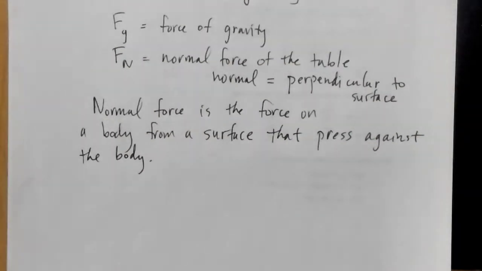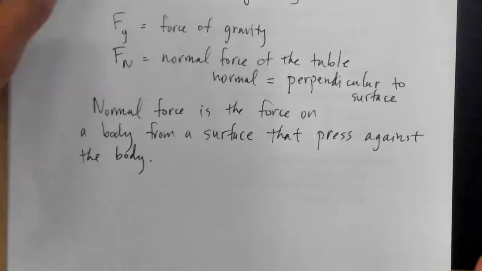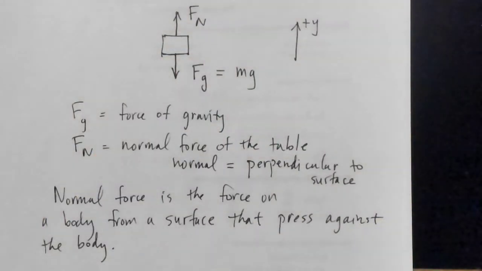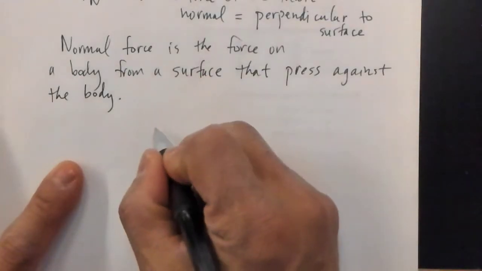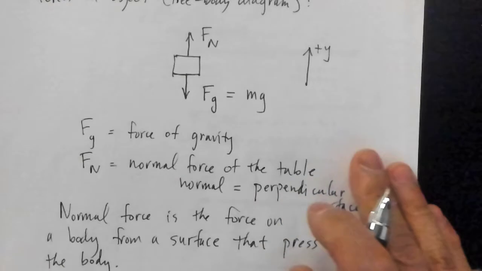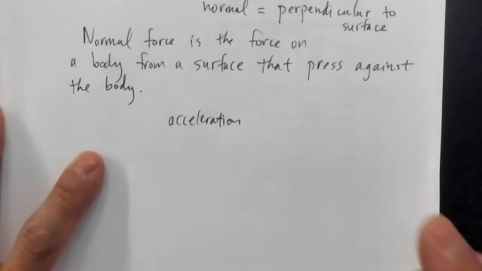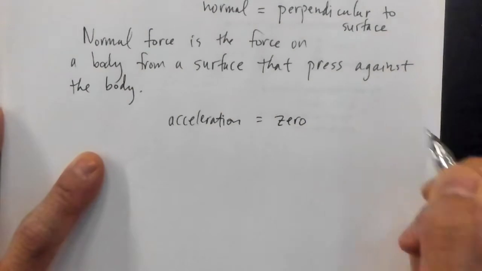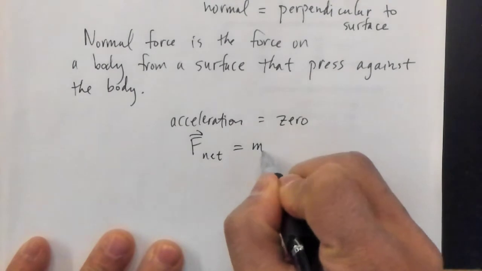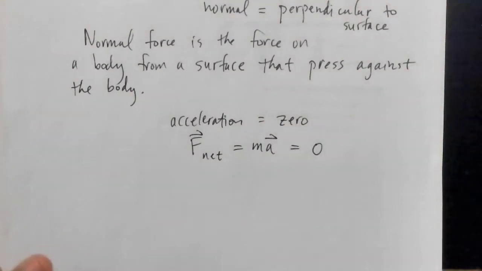Now, because our object is just sitting on the table, it's not doing anything. It's just sitting there. So in particular, the acceleration is 0. The velocity is also 0, but the main thing I want to get to is that the acceleration is 0. And that means, from Newton's second law, that F net, which is equal to m times a, must be equal to 0. Everybody's clear on that?